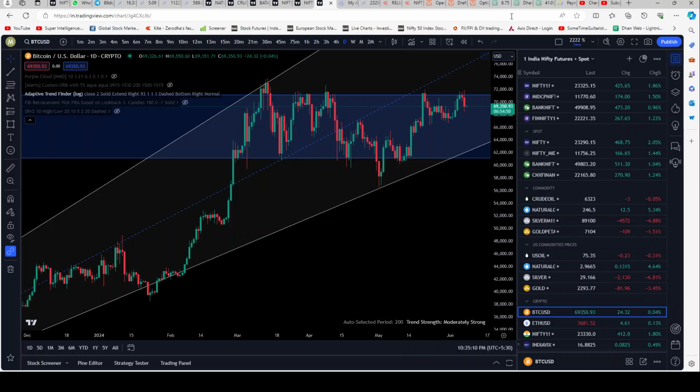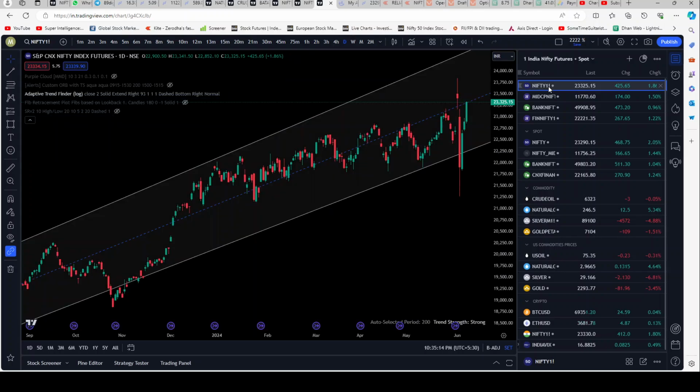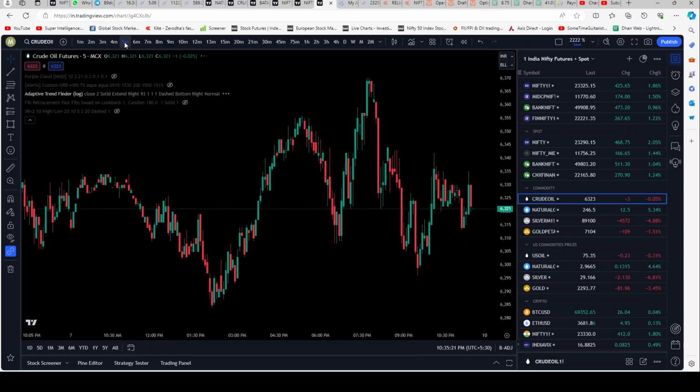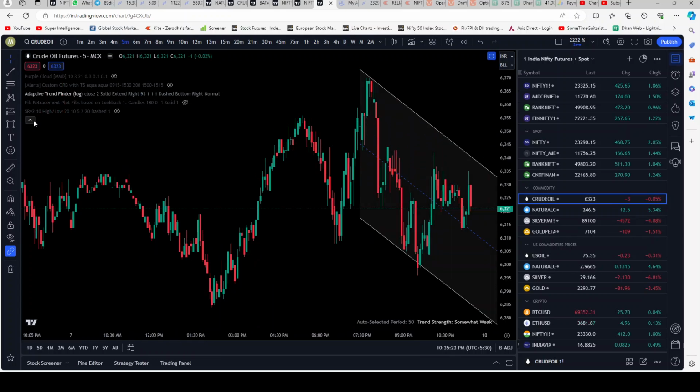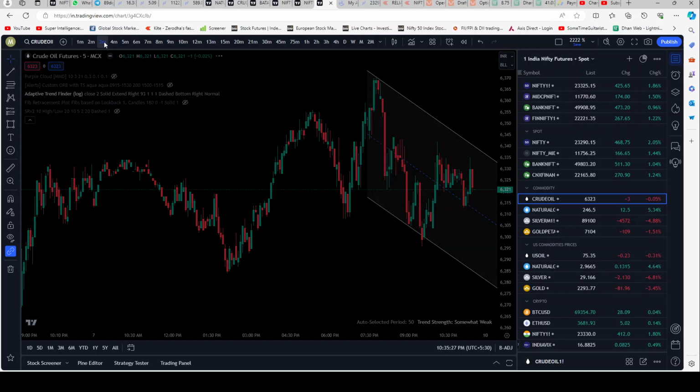Now let's go and see how we can use it on an intraday basis. All right, because I use this quite often for trading commodity, so I'll explain it on commodity. I use it on crude quite often. So crude, I'm looking at crude on the 5 minutes time frame or 3 minutes time frame.